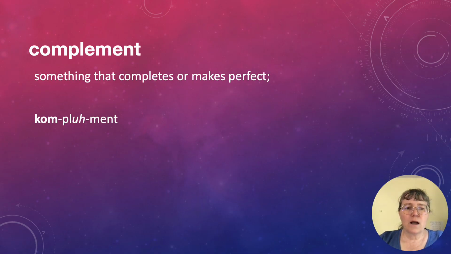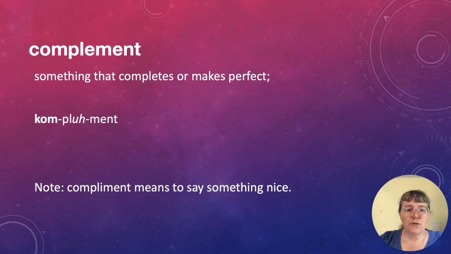Complement. Complement. The associated word with an I, complement, is pronounced exactly the same. The only spelling difference is that there's an E in the one that goes with or makes perfect, and there's an I in the one that means to say something nice.